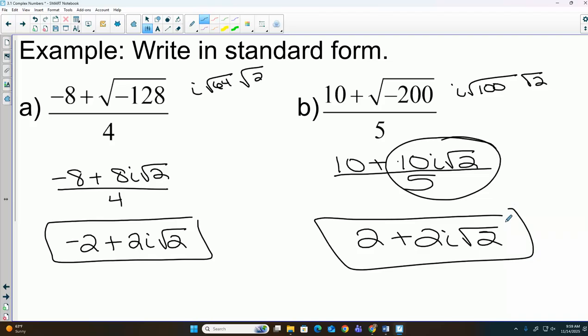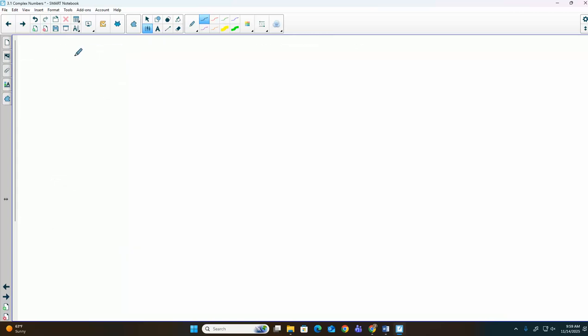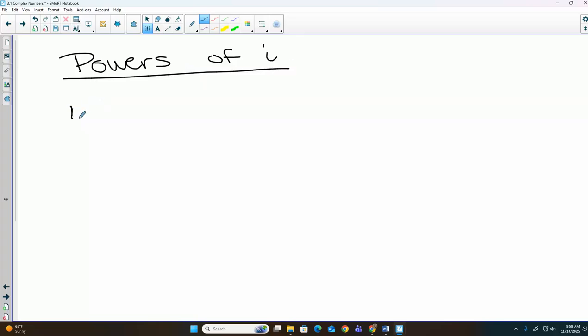Any questions there? The final thing I want to talk about today is powers of i. Okay, so we know i is the square root of negative 1. What is i squared equal to? What if I said i to the third? That's the same thing as saying i squared times i. i squared is negative 1 times i gives us negative i.